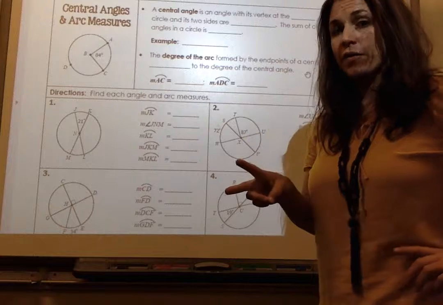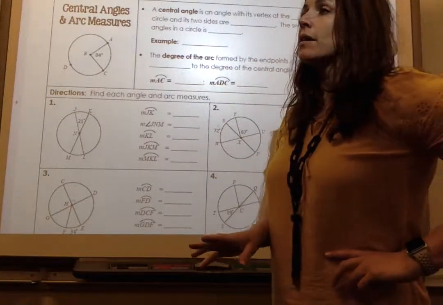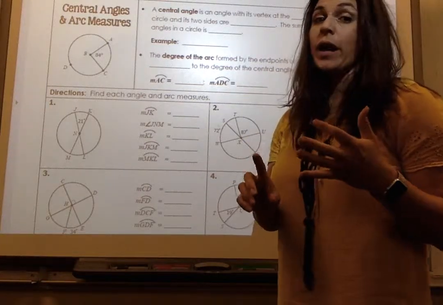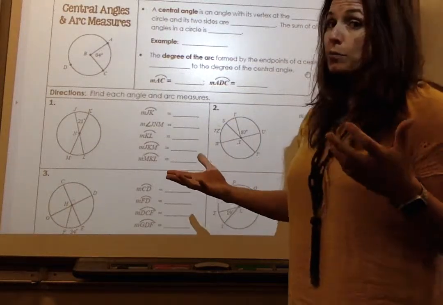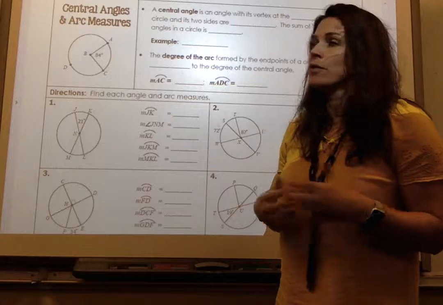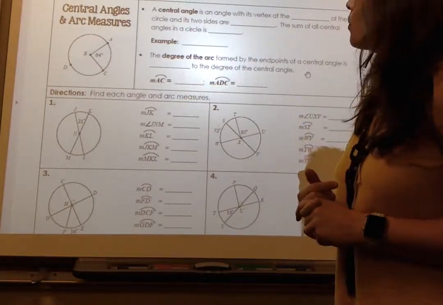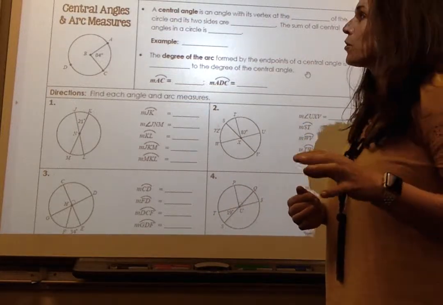The two parts that I've completely skipped over are the area of a circle and the circumference of a circle. So I know that you know that. Area of a circle is pi r squared, and the circumference is 2 pi r. So we're going to talk about central angles and arc measures.